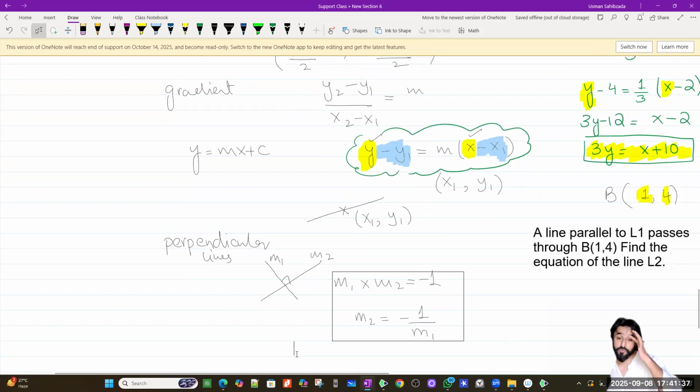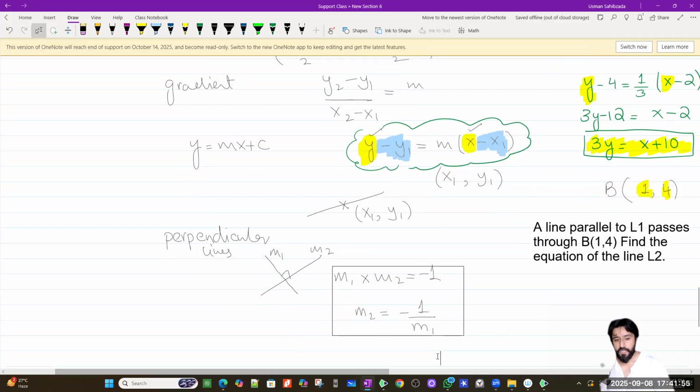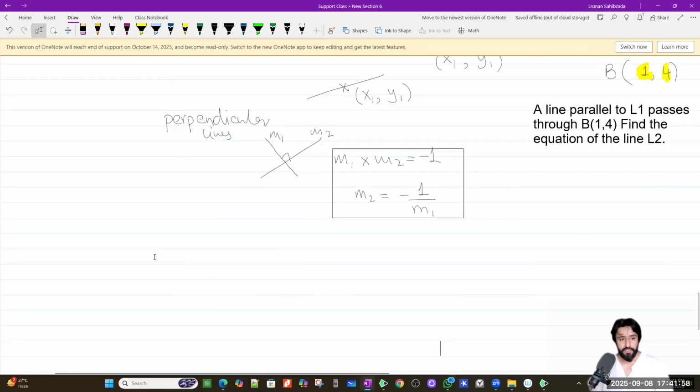We'll be moving to those questions from the worksheet that I've shared. So I'll be solving those. So m2 is -1 over m1. When two lines are perpendicular to each other, this is the concept. So let's say I give a statement, a line, let's call this L1 line, y equals 2x plus 3.